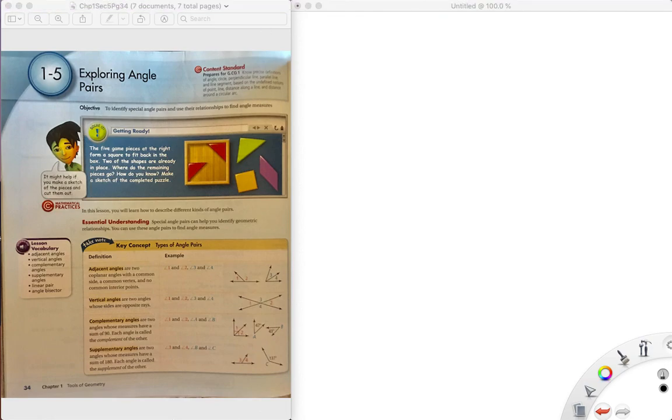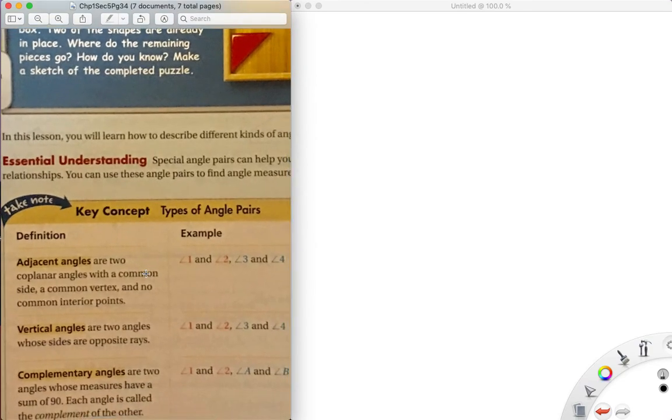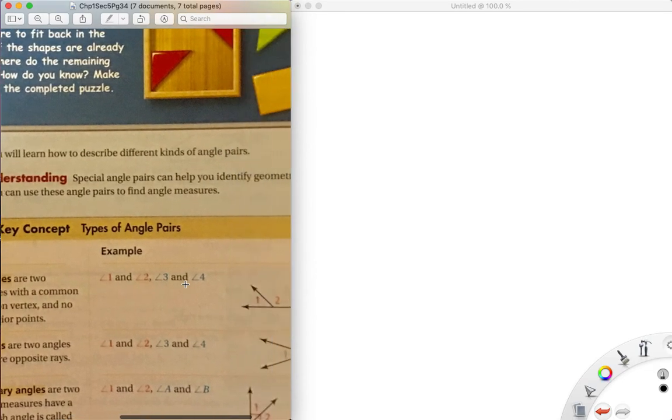Okay, this is Geometry, Chapter 1, Section 5, Exploring Angle Pairs. So they give us a whole bunch of definitions about types of angles. The first thing they give us is adjacent angles, and they say that adjacent angles are two coplanar angles with a common side, common vertex, and no common interior points.